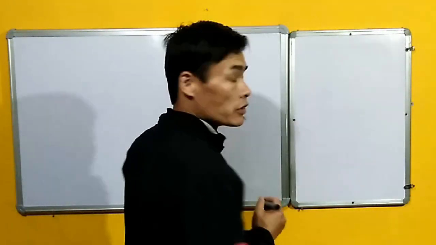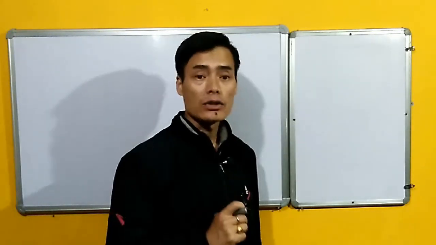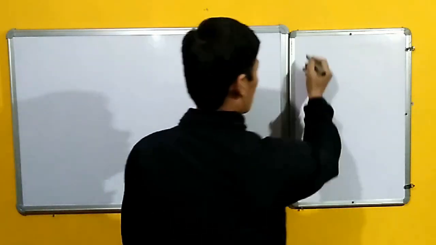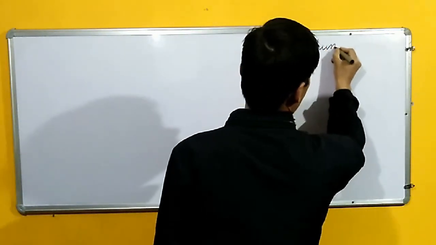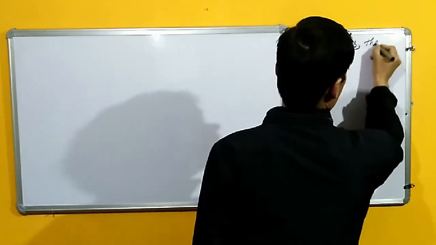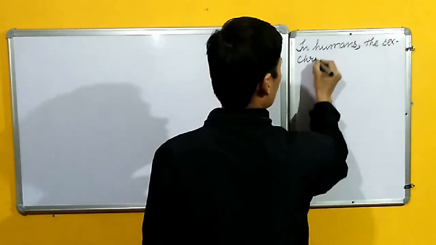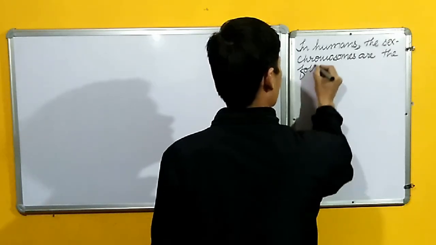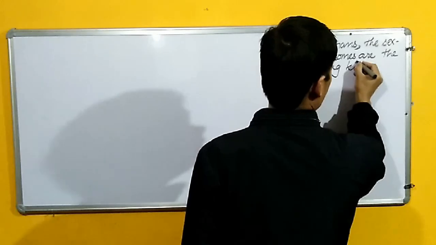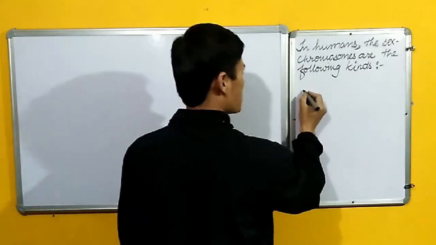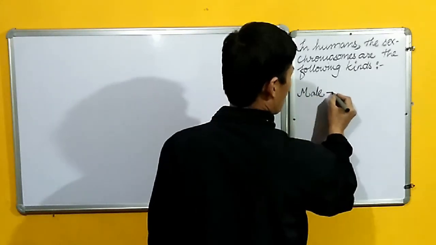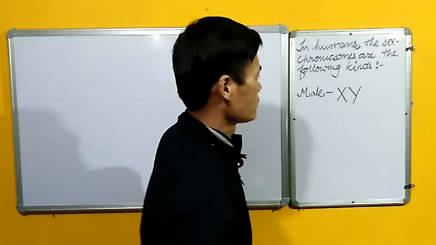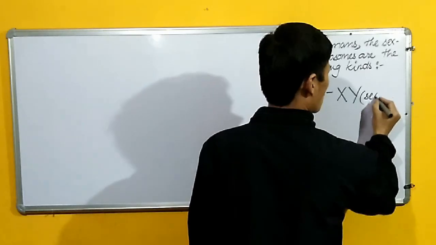First of all, let us try to understand the sex chromosome before we get into the details of sex-linked inheritance and sex-linked inherited diseases. We know in humans the sex chromosomes are of the following kind. If we consider the males, in the males, the sex chromosomes are X and Y. X and Y represent sex chromosomes in males.